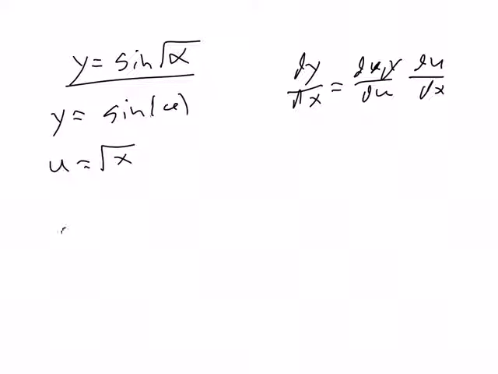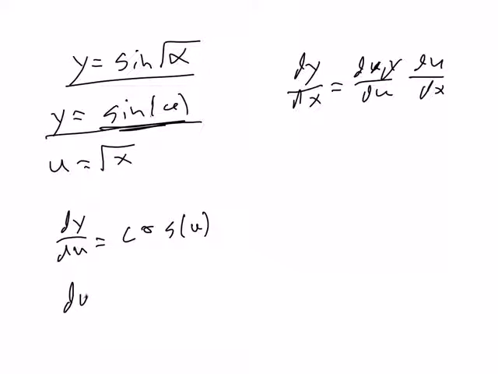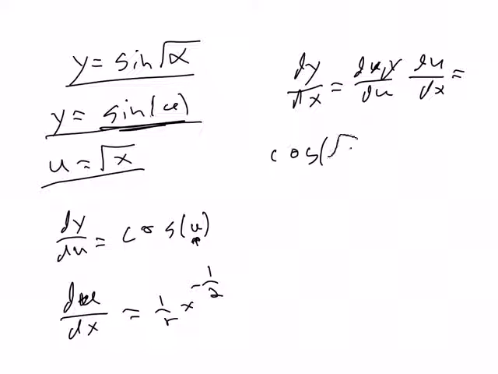Let's do that. So dy over du is equal to cosine u, right? Because dy over du is cosine u. And du over dx, well, that's the derivative over here. It's a half x to the negative a half. So now we're just going to plug in what u is, and we're going to get that this is going to equal cosine of the square root of x times 1/2 x to the negative a half.